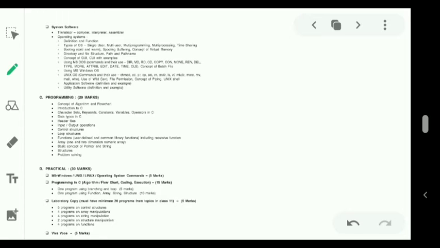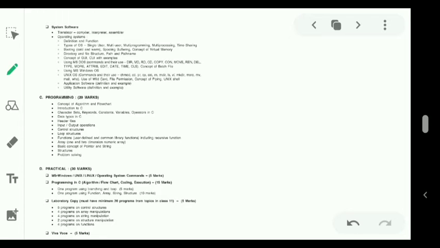Okay, now come to the C programming part. Up to that point, the syllabus is the same for computer application and computer science, but C programming is only in the syllabus of class 11 computer science. It carries 20 marks. It is a very important chapter because it is, you can say, the basic step of learning programming.